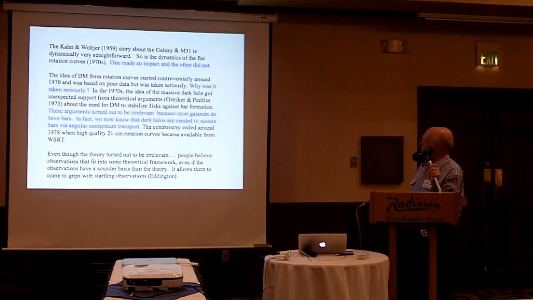So why was it taken seriously? Well, I think the reason is that in the 1970s, the idea of the massive dark halo got unexpected support from theoretical arguments about the need for dark matter to stabilize disks against bar formation. Now, these arguments turned out to be irrelevant because, in fact, most galaxies do have bars. In fact, now we know that dark halos are needed to sustain bars via angular momentum transport. But anyway, there was this theoretical framework in which people could interpret what was going on with this dark matter, so pretty much a dark matter revolution.